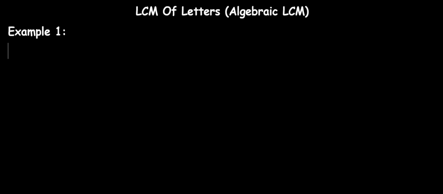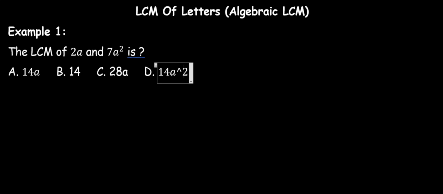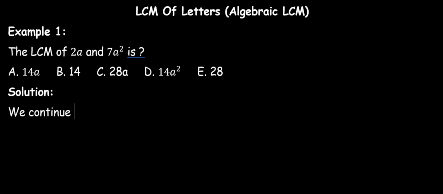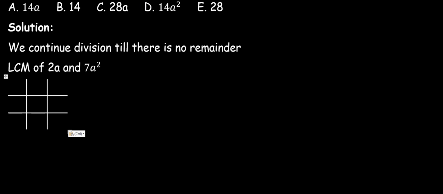The LCM of 2a and 7a² is: A, 14a; B, 14; C, 28a; D, 14a²; E, 28. Solution. We continue division till there is no remainder. LCM of 2a and 7a². Let's input our table and input the values 2a, 7a².